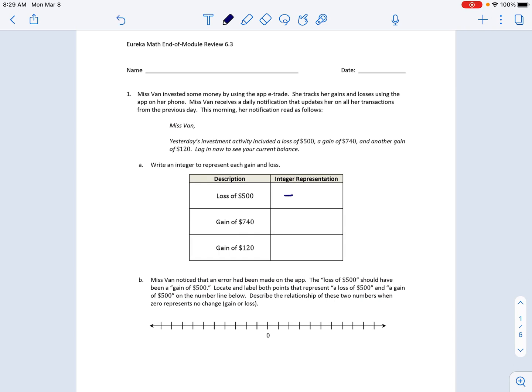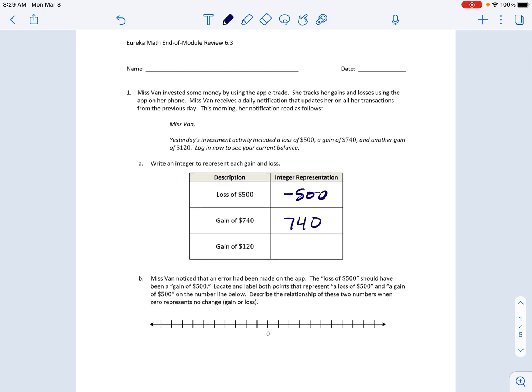Well, a loss is always going to be negative, so this is negative 500. A gain is positive, so this is positive 740. Okay, and a gain of 120 is also positive, so this is where we end up.